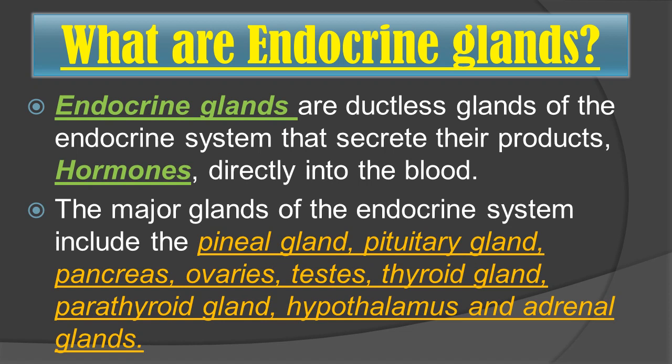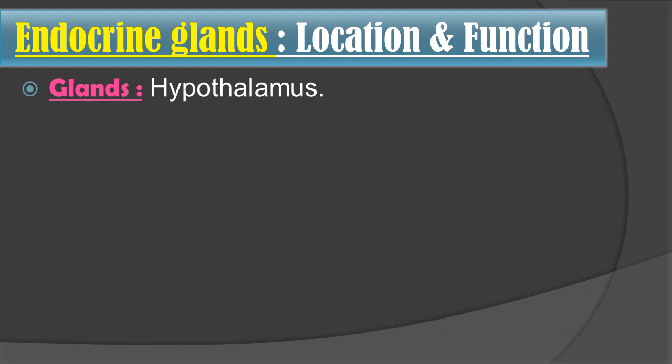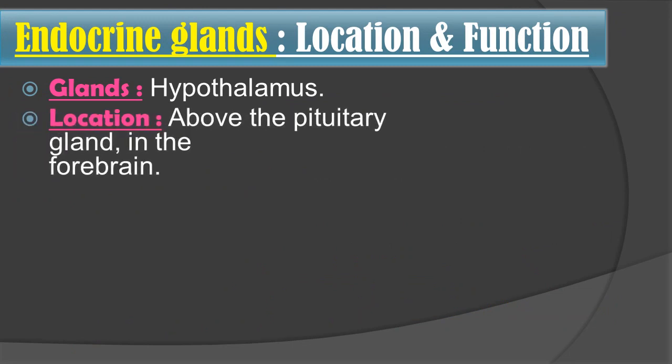So the major glands of the endocrine system include pineal gland, pituitary gland, pancreas, ovaries, testes, thyroid gland, parathyroid gland, hypothalamus and adrenal gland. So these are the major glands of the endocrine system. So let's study about all these. Okay, so first gland is hypothalamus. And the location of hypothalamus, it is located above the pituitary gland in the forebrain.